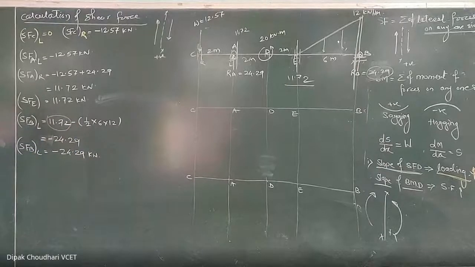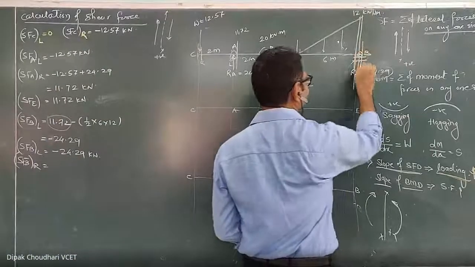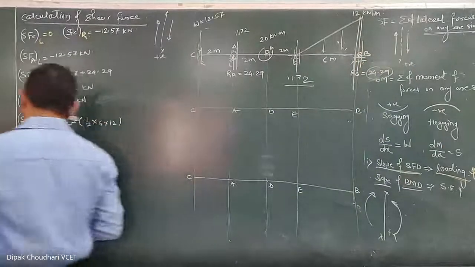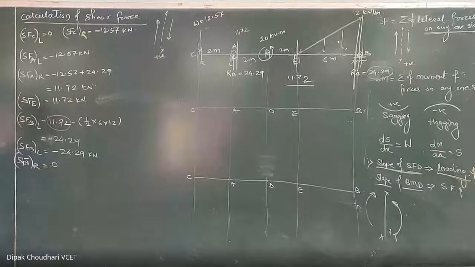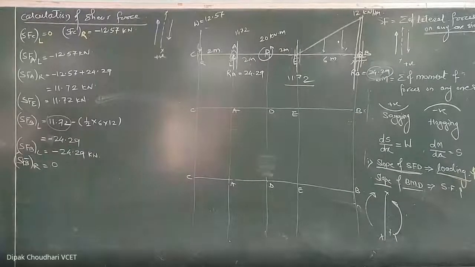So we have calculated the shear force at all the points, and shear force at point B on right side. How much? Considering the section on right side of B, on its right side there are no forces, so shear force at point B on right side will be 0. Any doubt in shear force calculation? Have understood? Now I'm going to draw the shear force diagram.